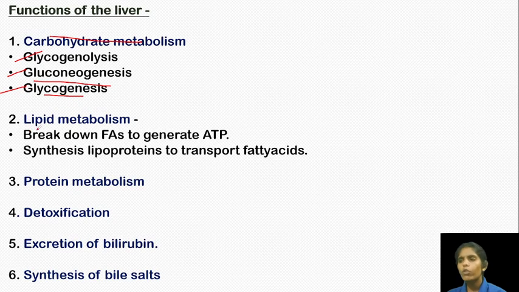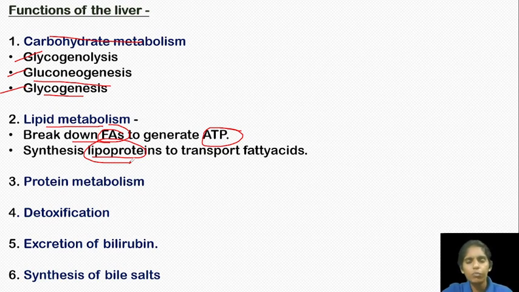And it is also involved in lipid metabolism. Lipid metabolism means it is the breakdown of fatty acids to generate ATP molecules. And also the liver helps in the synthesis of lipoproteins. These lipoproteins will help in the transport of fatty acids from the small intestine to the lymphatic circulation. And it is also involved in protein metabolism and detoxification. Detoxification means it will help in removing the toxins from the blood, from the body.